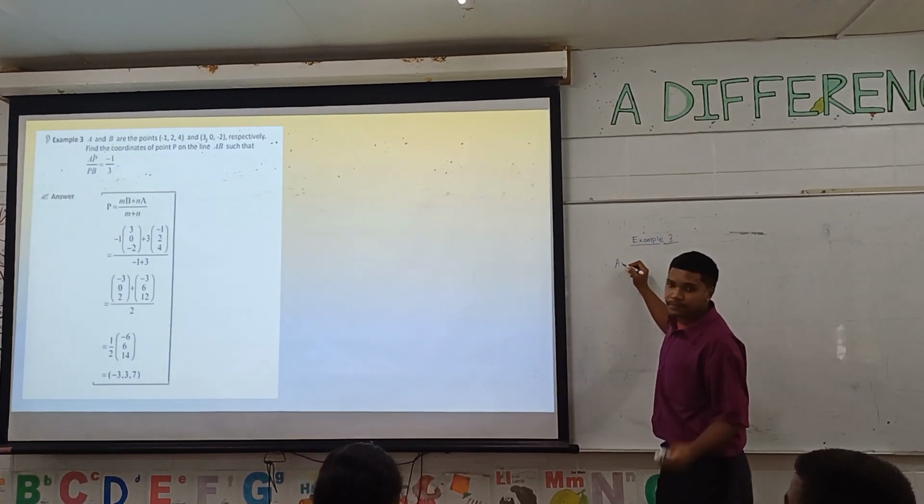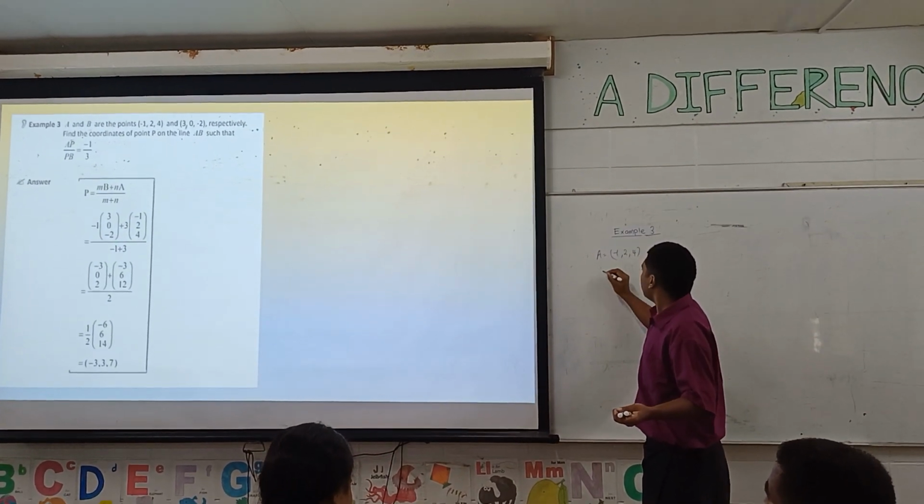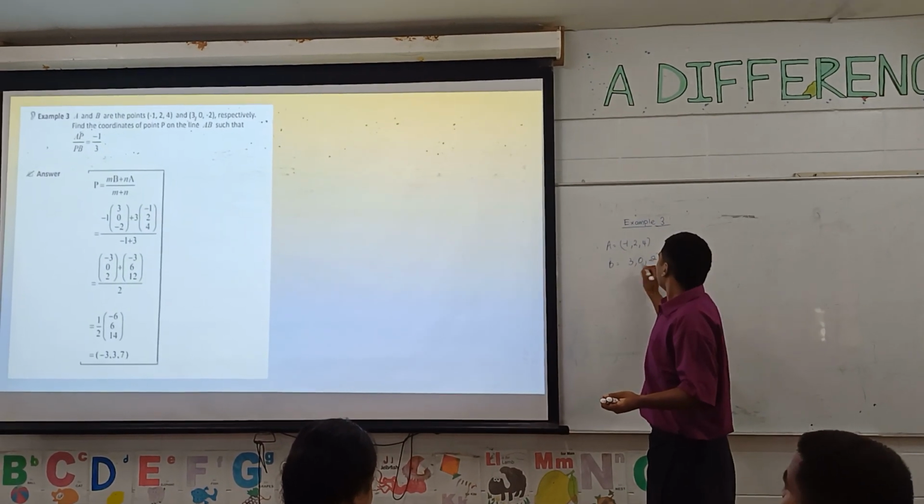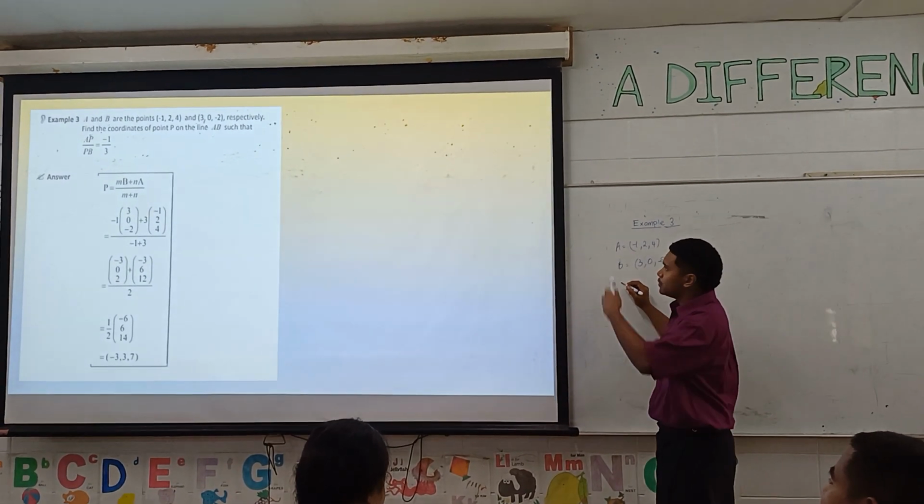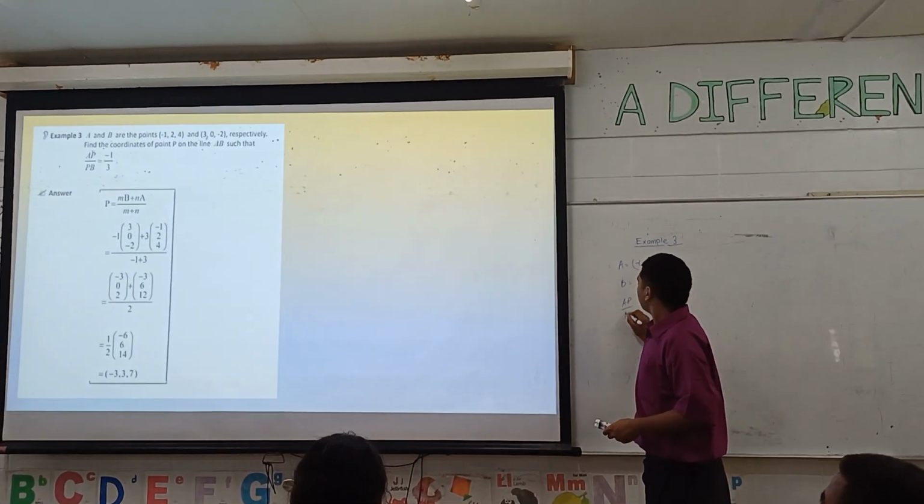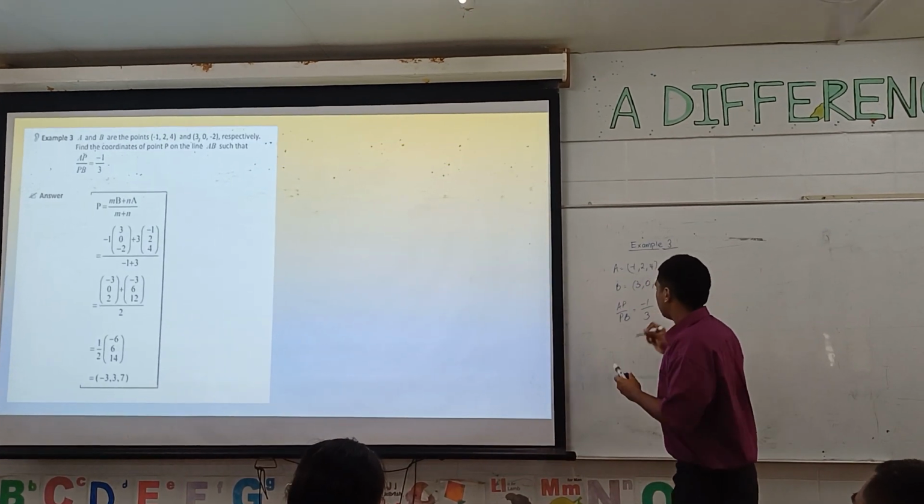What is your A? Negative 1, right. 2, and 4. And what is your B? 3, 0, and negative 2. Right. What is your the ratio given? A to P divided by P to B is equals to minus 1 and 3.